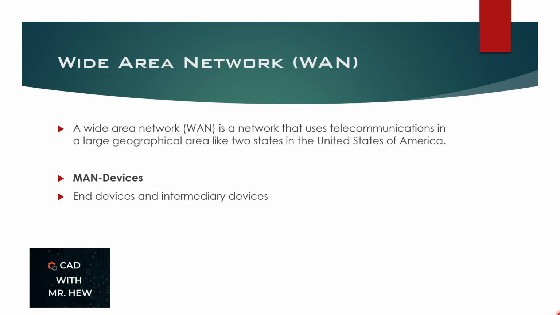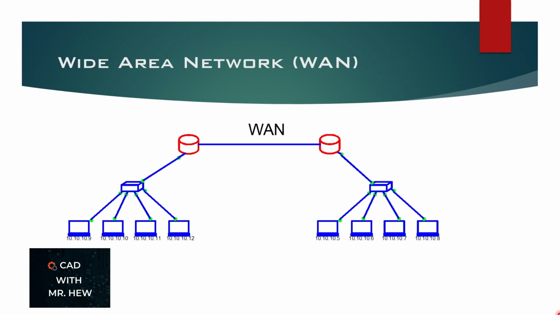Wide area network, WAN. A wide area network, WAN, is a network that uses telecommunications in a large geographical area, like two states in the United States of America. The WAN devices, you would use end devices and intermediary devices. Here is an example of a WAN. Here you would have two local area networks that are in two different, for example, two different states. So this is an example of a wide area network.